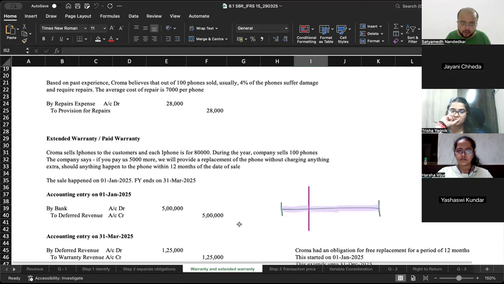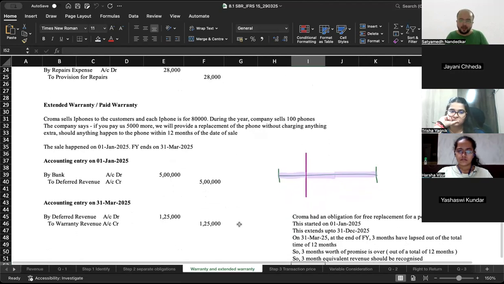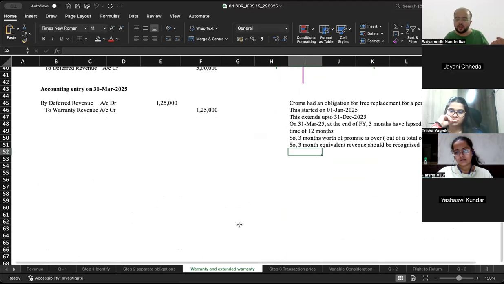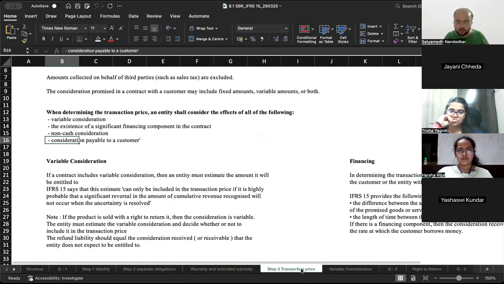If it is a paid warranty, then when you receive the money from the customer, you record the entry: bank account debit to deferred revenue. And as the time passes, because this is a performance obligation satisfied over a period of time, as the time passes, you transfer the proportionate amount to your profit and loss account.